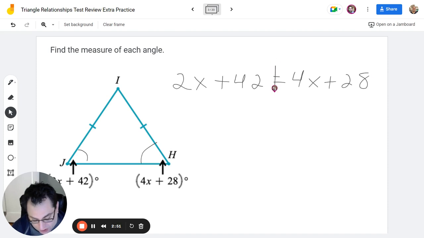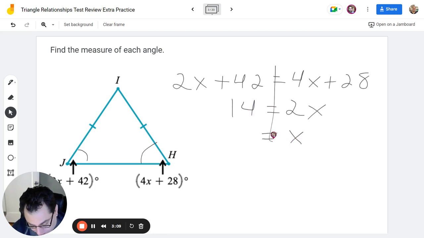All right. On one side, I'm going to take 4x and subtract 2x and I'm going to get 2x. On the other side, I'm going to take 42 and subtract 28 and I'm going to get 14. Dividing both sides by 2, I get x equal to 7. Here, they want us to find the measure of each angle. So we know that angle J and angle H are equal, so let's evaluate that.